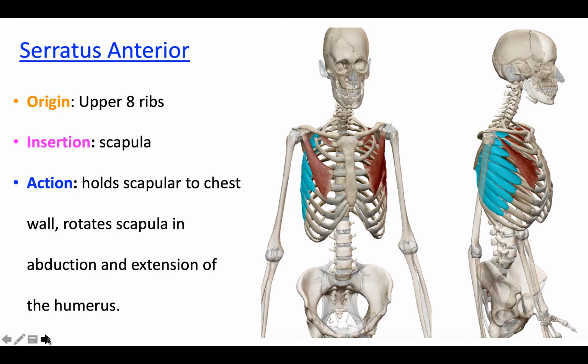Serratus anterior is the next muscle, and we talked about naming muscles, right? And serratus, remember, meant sawtooth. So it's unsurprising that this muscle looks that way. It looks sawtooth. If you look at this, this is a good picture. There we go, sawtooth.